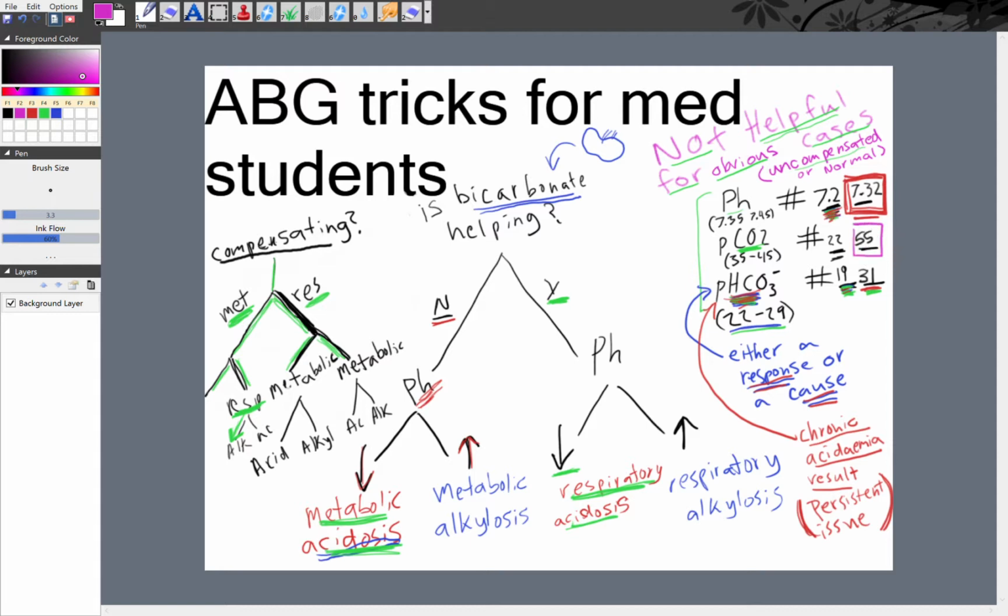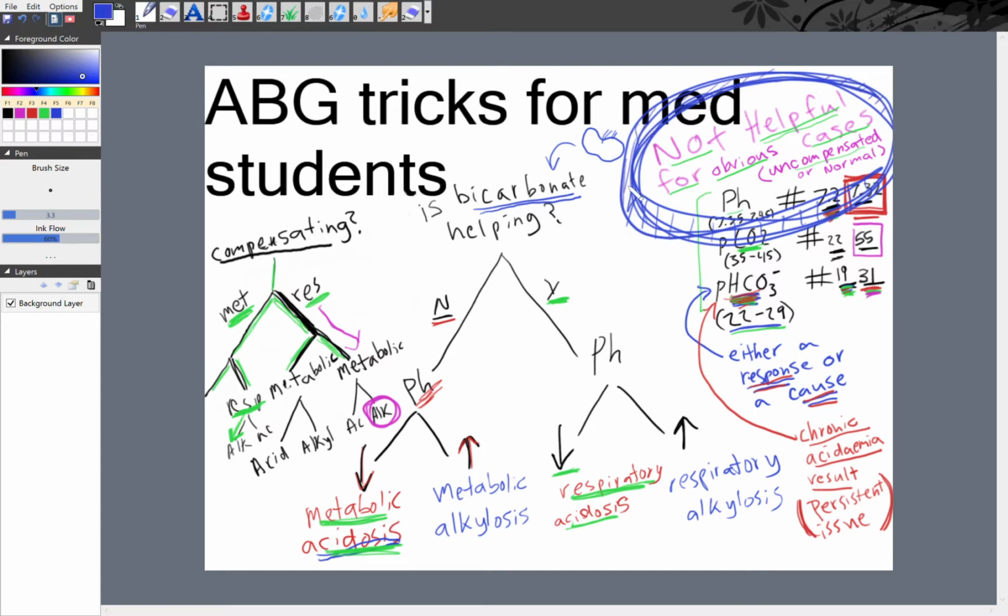Okay, so the compensation must be metabolic. And our metabolic compensation is to make it more alkalotic. So this is respiratory, so it went to metabolic alkalosis, production of bicarbonate. Okay, the only cases that this doesn't work. It works every time. The only case that is not helpful, actually, is when you know the answer already.